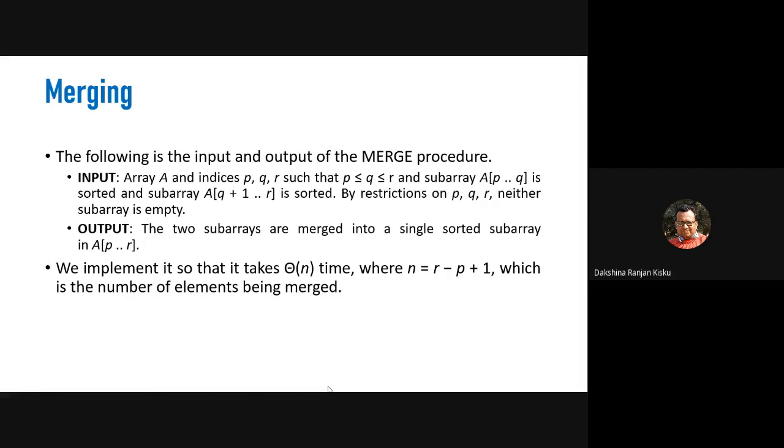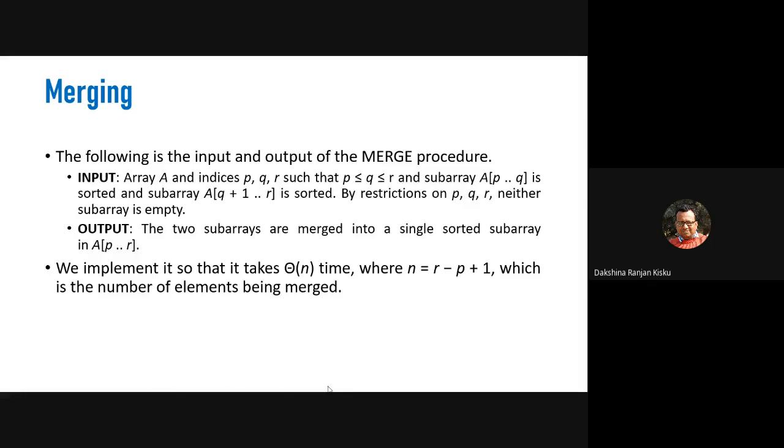And what will be the output? The output will be: when the two subarrays are merged together, we obtain a sorted subarray, that means a sorted sequence. Now we can implement this, and it will take order of n time, where n equals r minus p plus 1.